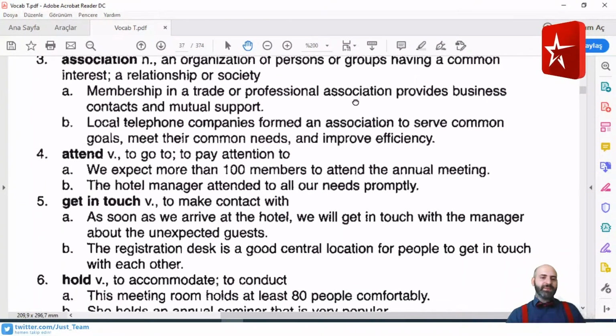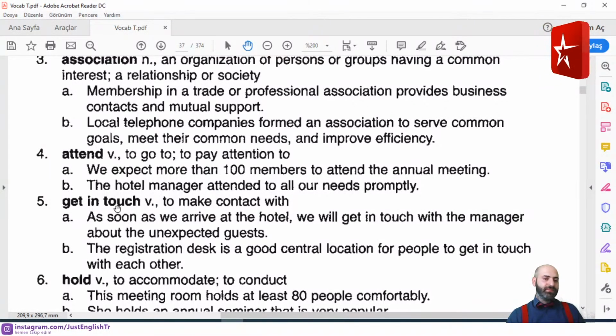Sentence A says, we expect more than 100 members to attend the annual meeting. So they are waiting for 100 members. And sentence B says, the hotel manager attended to all our needs promptly. So in the second sentence, sentence B, we used attend like pay attention, okay? Not go to something.